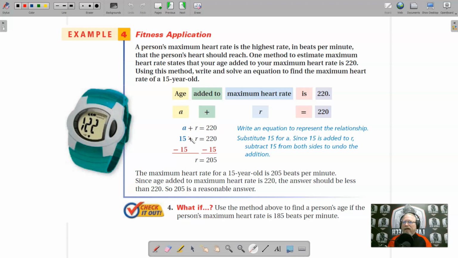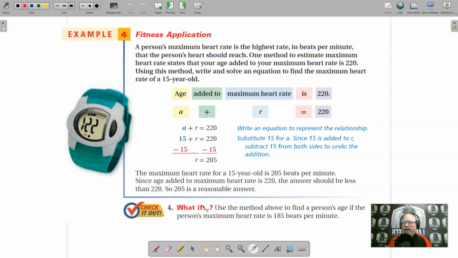Now we substitute 15 for age since they're asking about a 15-year-old. Now we have 15. We're going to add the opposite, or that is to say subtract 15, either way you want to look at it. What we do to one side, do to the other. 15 and negative 15 cancel each other out, leaving us with just R on the left. And 220 minus 15 is 205. The maximum heart rate for a 15-year-old is 205 beats per minute. Since age added to maximum heart rate is 220, the answer should be less than 220. So 205 is a reasonable answer.